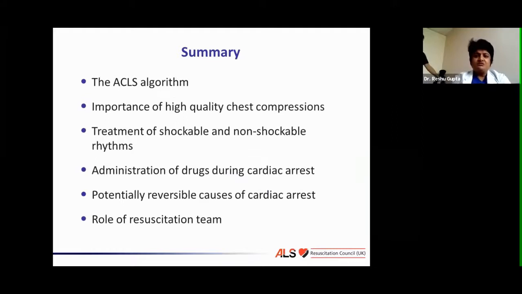So to summarize, we should have a proper ACLS algorithm as per the American Heart Association. The importance of high quality chest compression should be given. We should know the treatment of shockable rhythms and the treatment of non-shockable rhythms. The drugs during cardiac arrest should be clear, and we should be very clear about what drugs are used in cardiac arrest. We should know the 5 H's and the 5 T's, and as I've already said, it's always teamwork. So the role of the resuscitation team should be there.